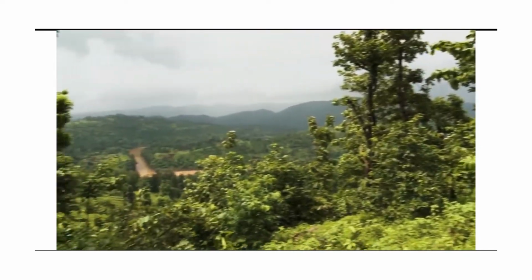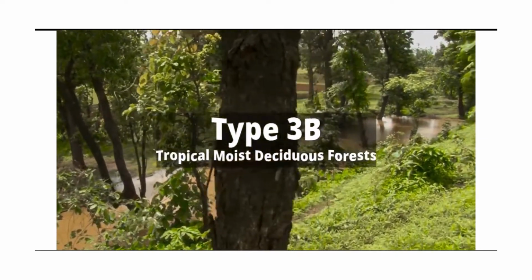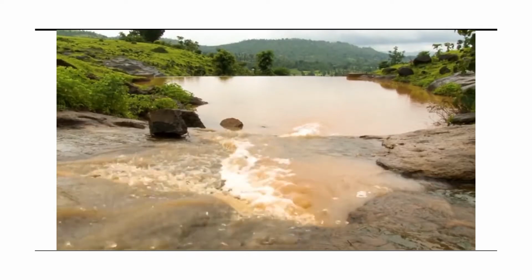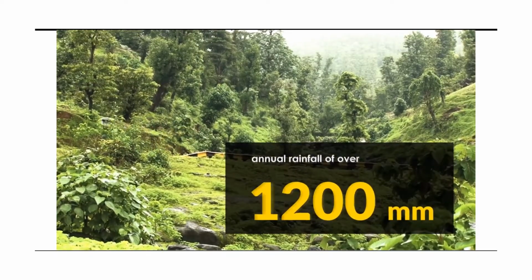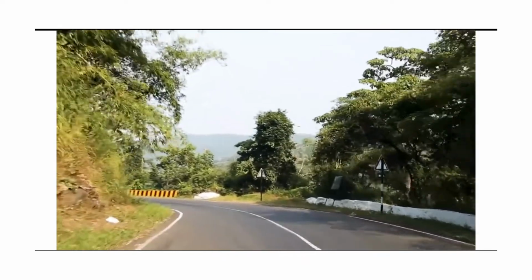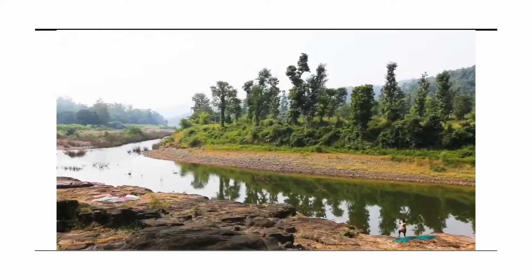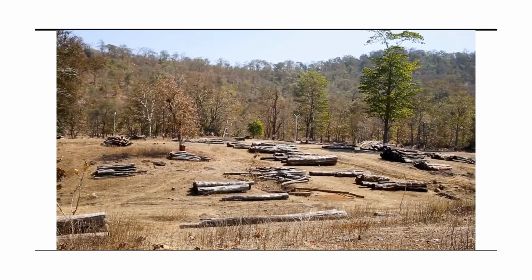In one of the mountain ranges in South Gujarat occurs the Type 3B tropical moist deciduous forest. These forests are seen in the regions having an annual rainfall of over 1200 mm and are found in the southernmost part of the state in the districts of Surat, Valsad and Dang. These forests form the main source of commercial timber in the state.